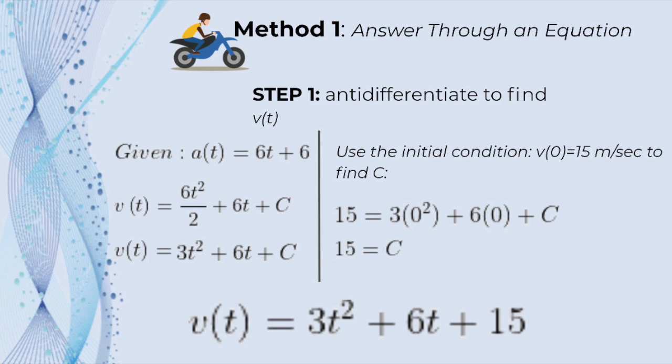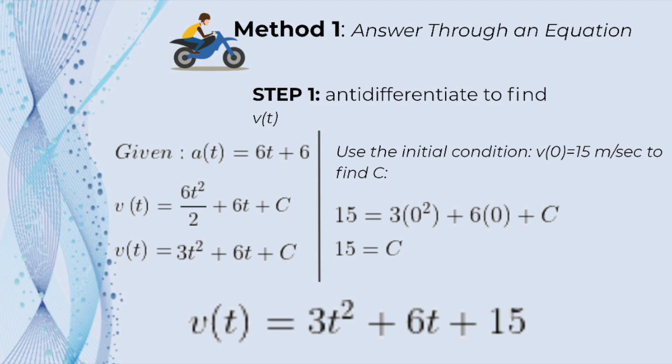So, on the left, you can see the anti-differentiation process in order to find velocity for our final answer. The anti-differentiation process leaves us with a constant known as c. However, we move to the right and use the initial condition, which is given to us in the original problem: v(0) = 15 meters per second.